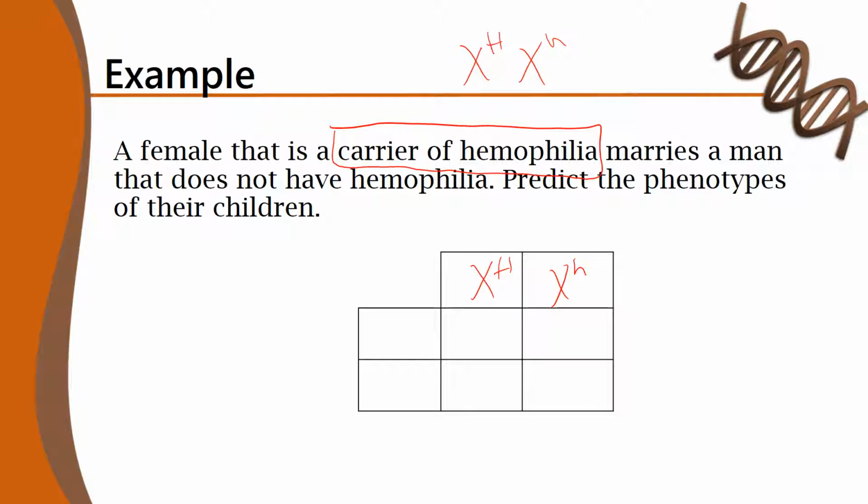And then she marries a man that does not have hemophilia. So that genotype would be X with big H and a Y, because he's male. We have a Y, we have an X. So then we can fill our Punnett square. So this first quadrant would be as this, and the second one would be there, and so on.